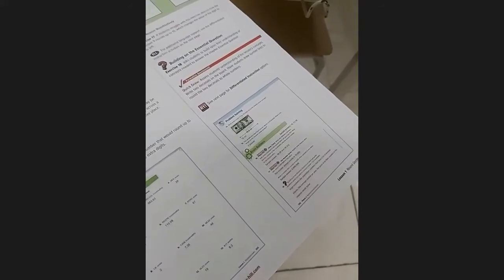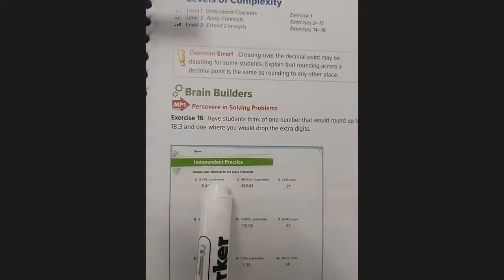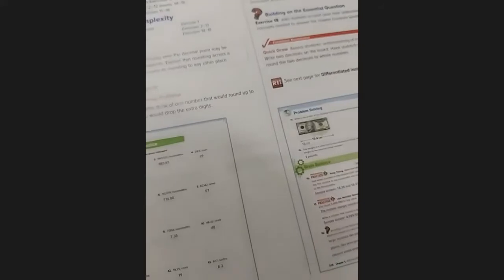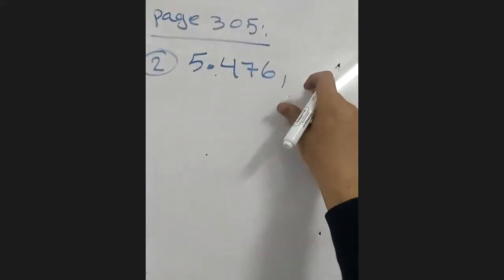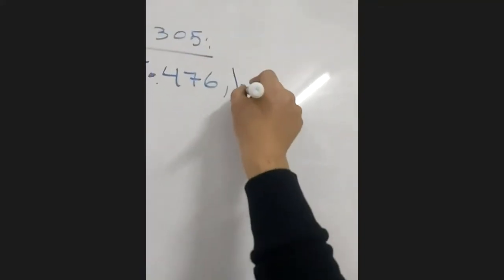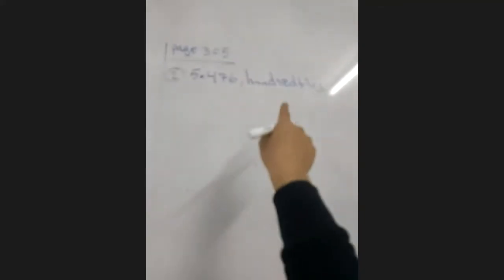Now let's go to page 305 and do question 2. Question 2: round each decimal to the place indicated. You will see the decimal, guys, and the wanted place is beside it. In question 2, we have 5.476, and beside it they wrote hundreds. This is the wanted digit to round.